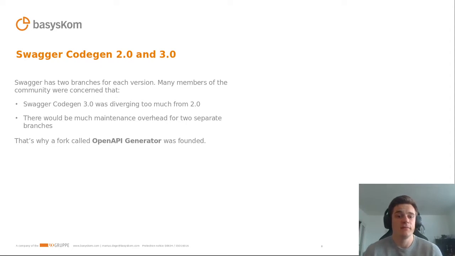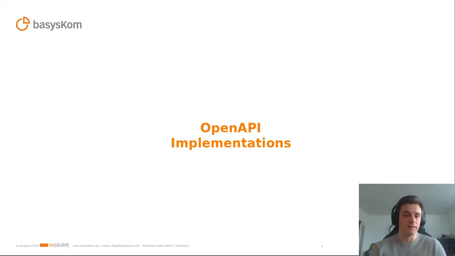The reason I bring this up here is because the forked generator provides more support for Qt and does some things differently, but we will talk about this later on. So now to the different OpenAPI implementations. As I said, there are more around.